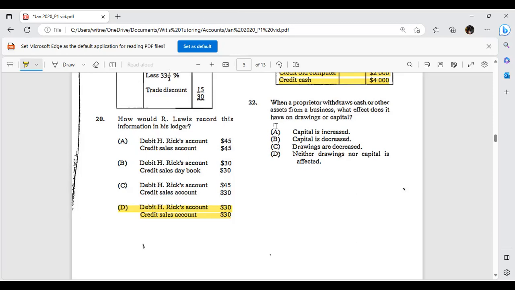All right, so here, what effect does drawings have on capital? Drawings decreases your capital. We're supposed to know this by now, all right?